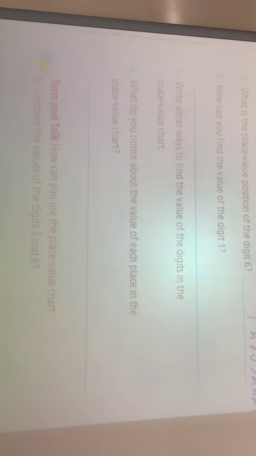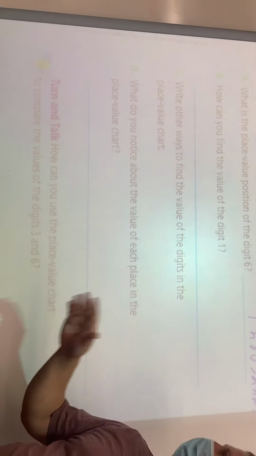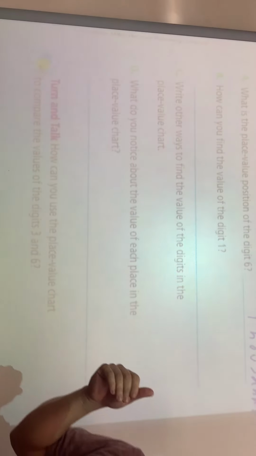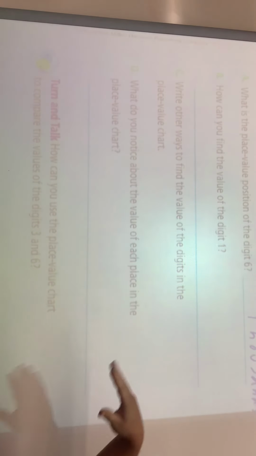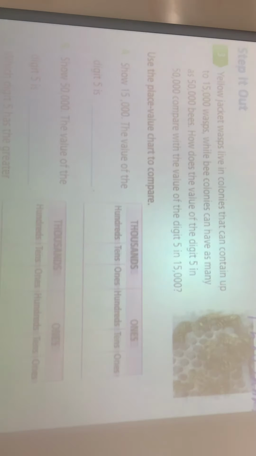Thank you. Okay, guys. Number C. Write other ways to find the value of the digits in the place value chart. We're going to skip that. And we're actually going to move to page number 8. Okay, page 8, you ready? We start in 3. Page 8. We'll skip over some of those.